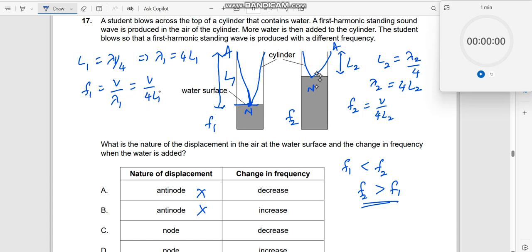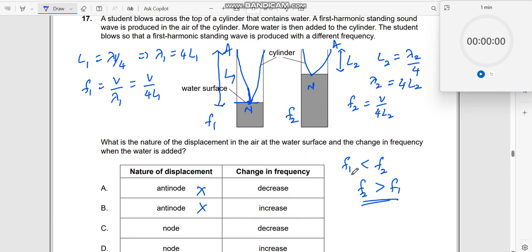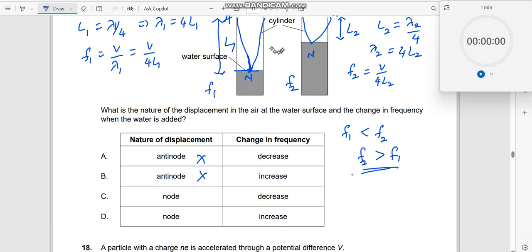So see this length, do not consider this length. You need to consider the length in the air column, not in the water surface. So this length is smaller, so F2 will be larger than F1 over here. So what does it mean? That means the new frequency that you got has increased as compared to the old frequency. Thus, which is the right one? D is the right one. Let us move on to the next.